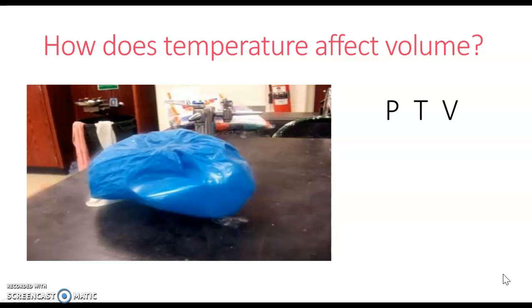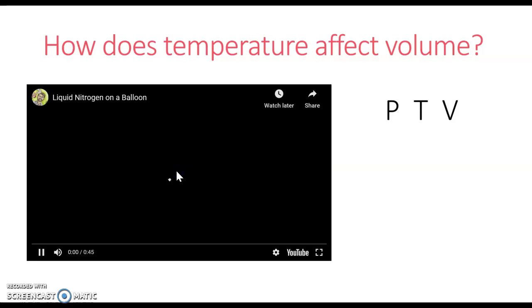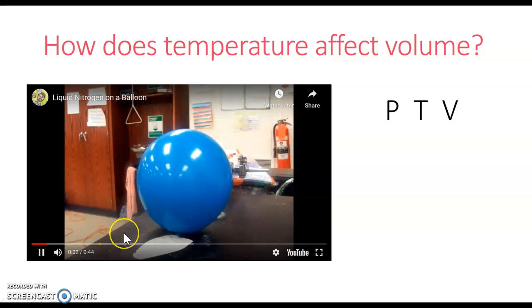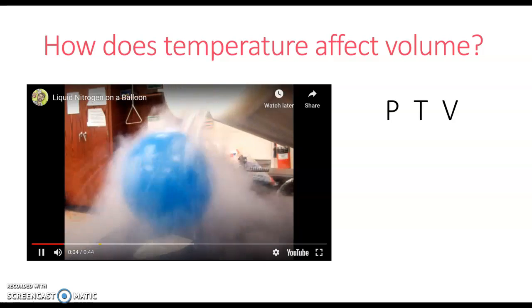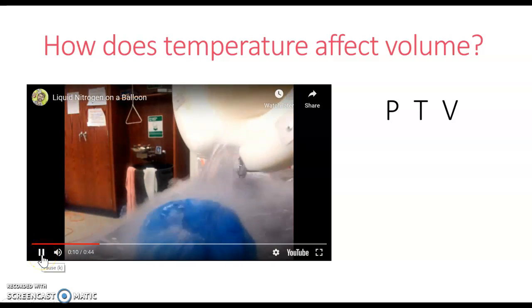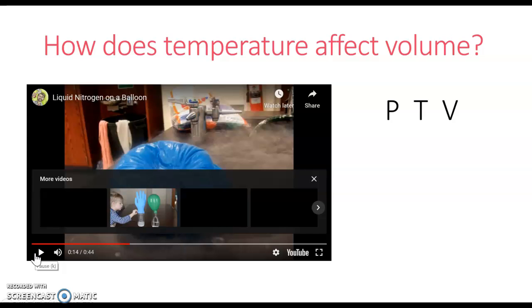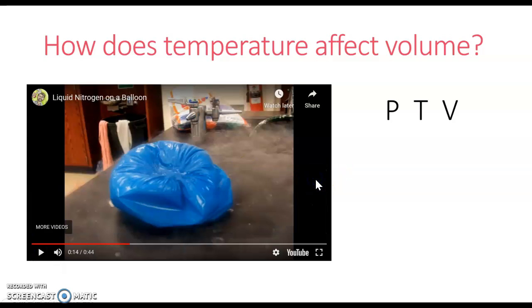How does temperature affect volume? I'm going to show you a video of liquid nitrogen being poured on a balloon. Unfortunately, I don't think you can hear the audio on this, but you can kind of hear a crinkling sound.